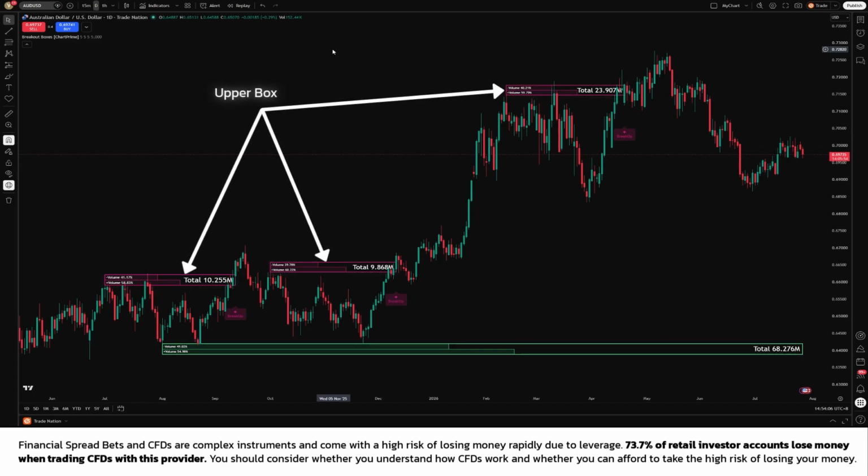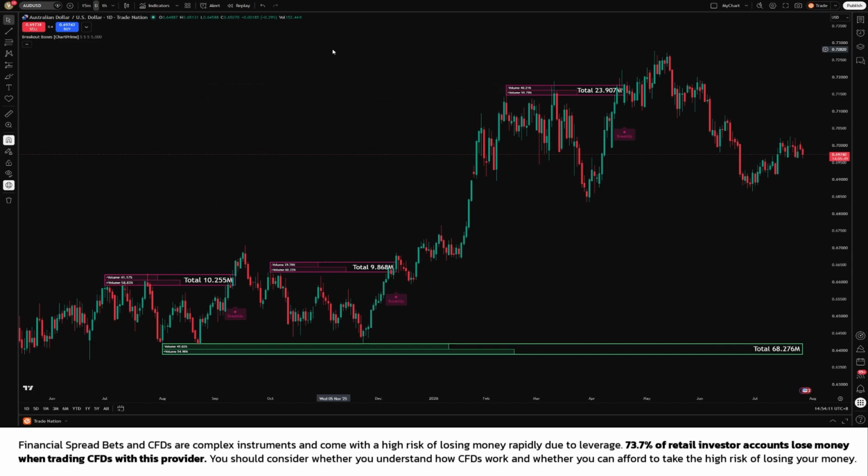An upper box is formed around aligned swing highs. This represents an area where price has previously struggled to move higher. In practical terms, it acts as a resistance zone. A lower box is formed around aligned swing lows, where price has previously found support. These boxes help turn repeated price reactions into clearer visual zones, rather than relying on a single line or isolated candle.